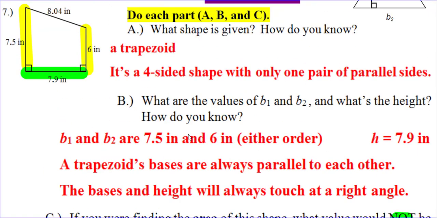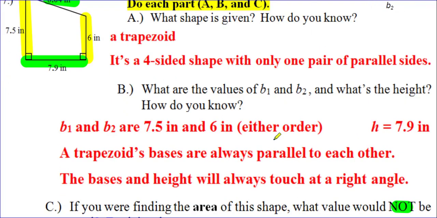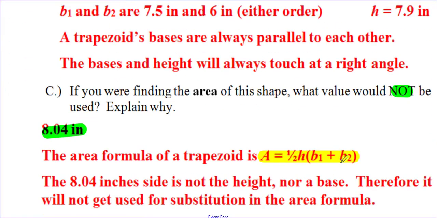And here's why. The 8.04 is not the height, and it's not the bases. And only the height and the bases show up in this area formula. Well, also a 1/2. So the 8.04, not the height, not the bases. That's why it's not going to be used for the area of the trapezoid.